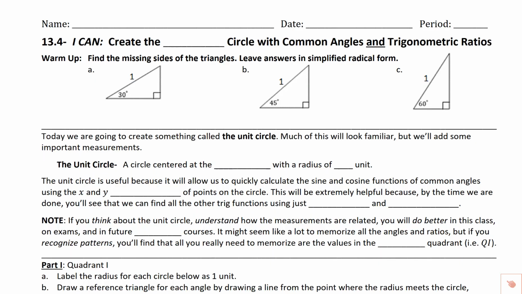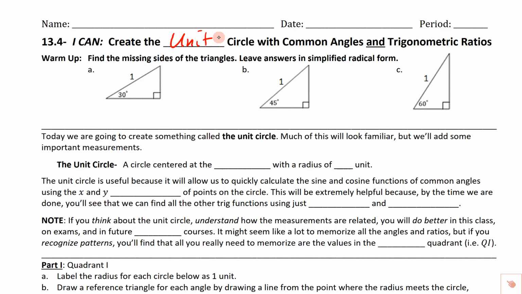So here's the goal for today. And if you heard me earlier, I'm going to say this again. We are basically doing your assignment right now. The only thing that you're going to have to do on your assignment is basically condense all of this onto one single page, okay? So our objective here is to create the unit circle with common angles and trig ratios. So we want to create the unit circle with common angles, which we've heard before, and trig ratios, which we kind of know what those are.